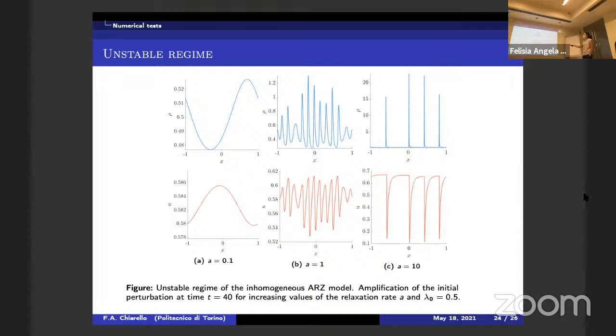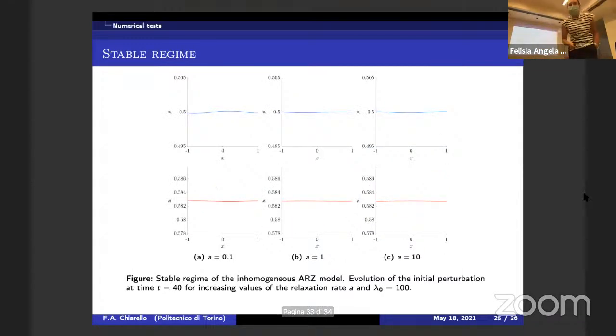This is the unstable regime. You can see that perturbations are amplified, and you obtain stop and go waves here because, okay, this is the ARZ model. And you can see that in the stable regime, everything works fine, and perturbations are decreasing exponentially in time.